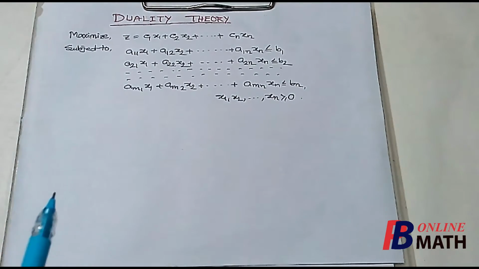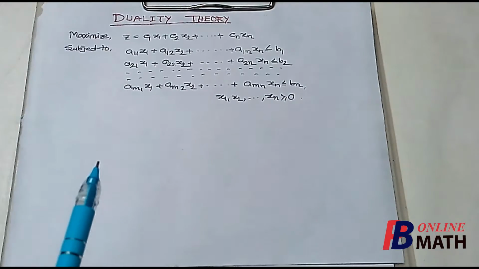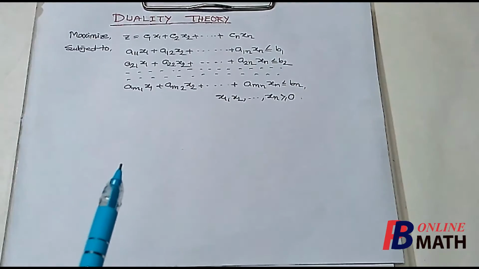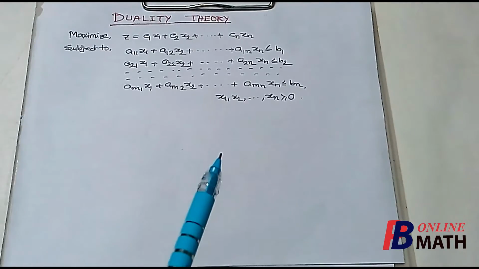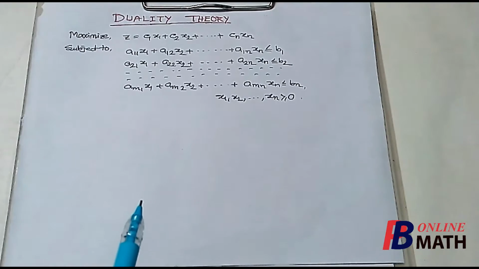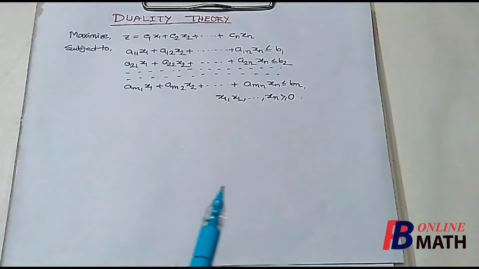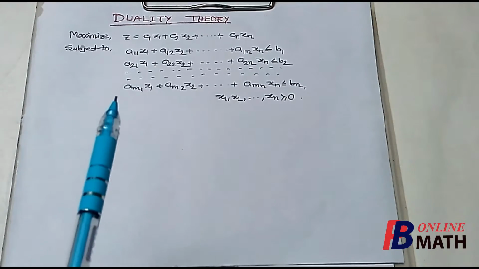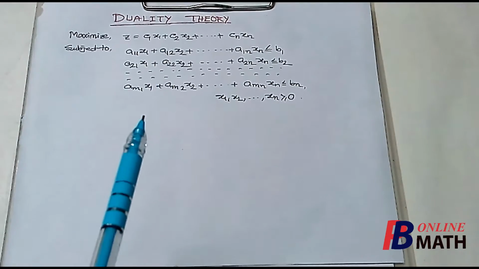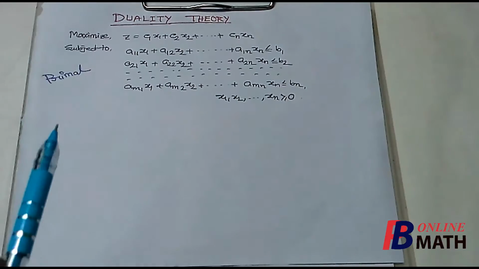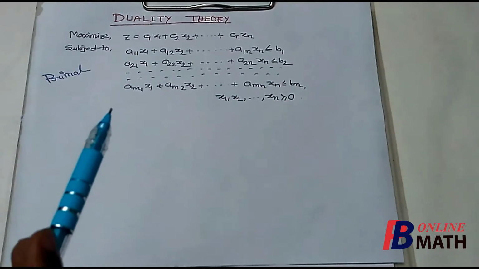Now to find the dual of a primal problem, we have to first write the primal problem in standard form. Standard form means if the problem is a maximization problem, then we shall write all the constraints in less than or equal to form. But if the problem is a minimization type, then we shall write all the constraints in greater than or equal to form. So for this problem, since this is a maximization problem, we have written all the constraints in less than or equal to type. So this is the primal problem, and we have to find its dual problem.